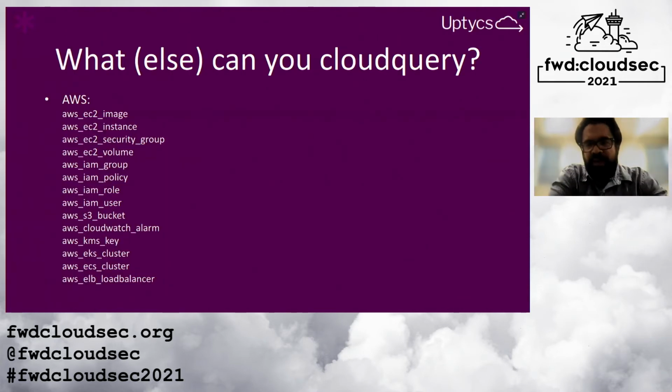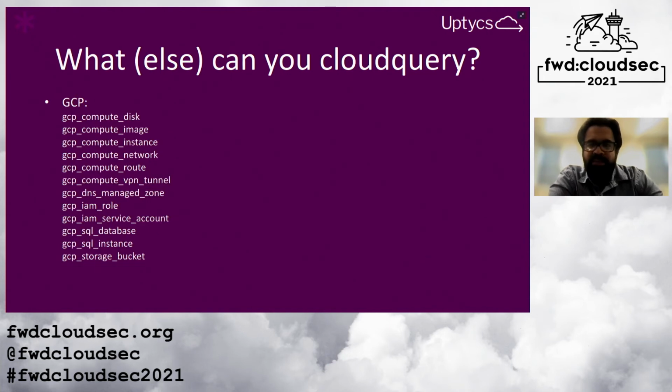And here are some of the tables, some pieces of information that you can query. This is for AWS, and the count is approximately one-third of the actual number of tables. So we have EC2 images, IAM groups, policies, users, AWS S3 buckets, and so on. Then you have similar tabular telemetry for GCP: compute disk, compute image, compute instance, IAM role, SQL database, and so on.